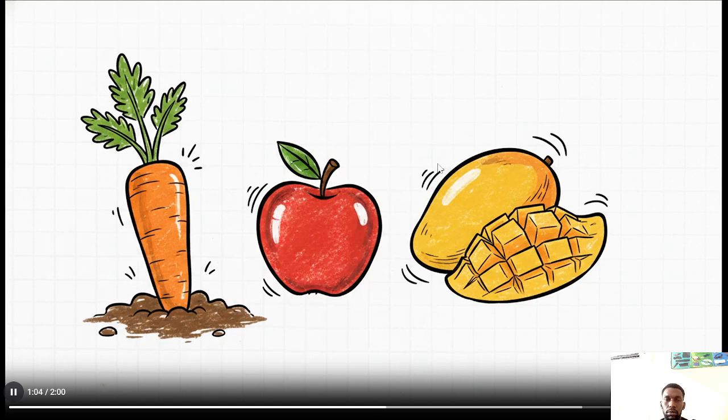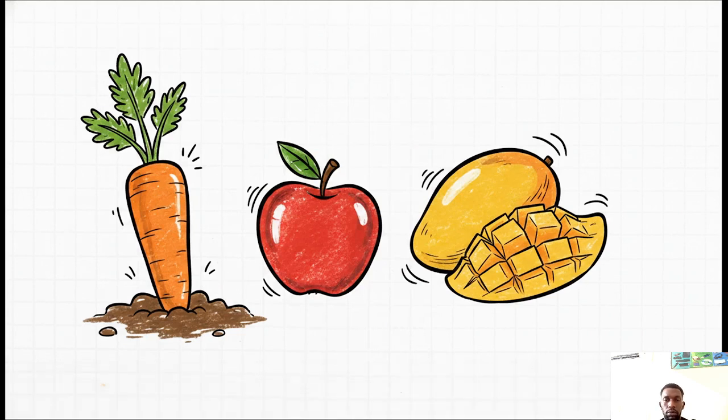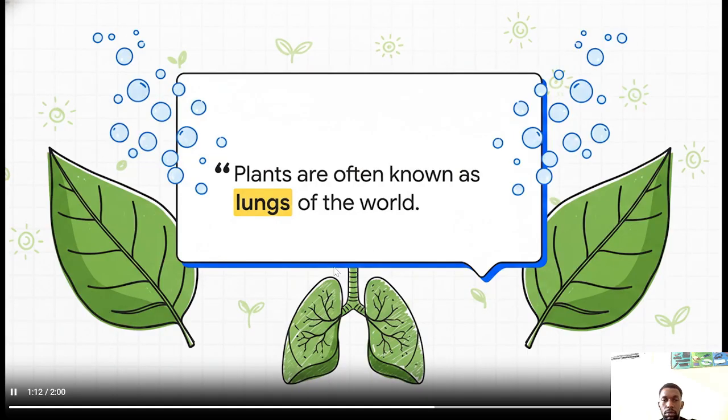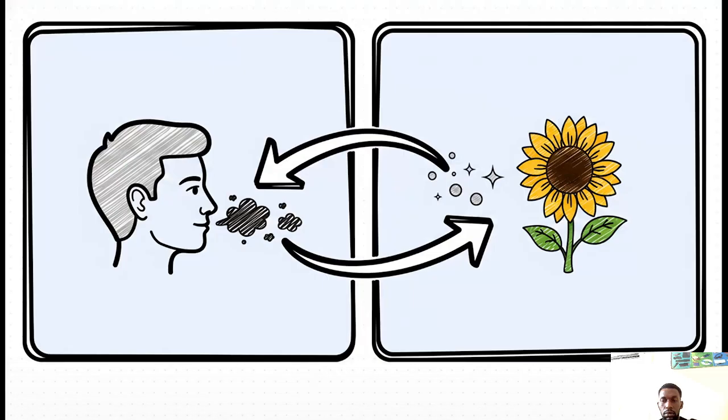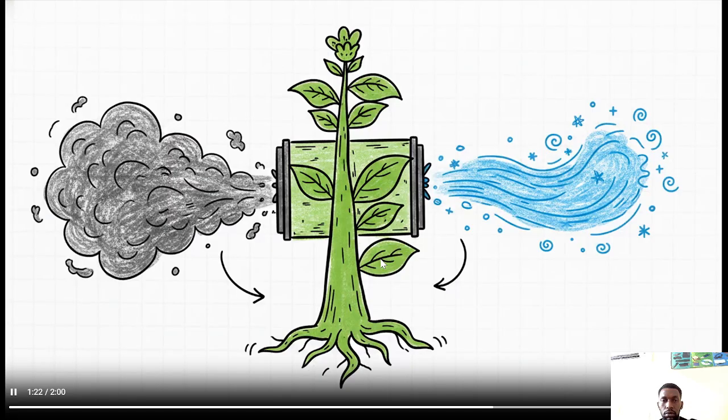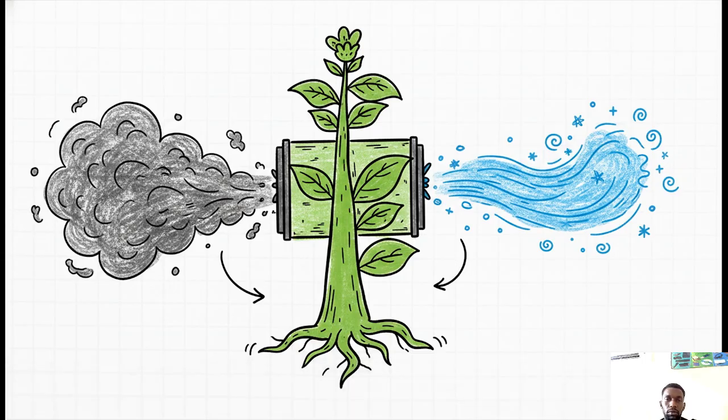Any extra food is stored as starch. You taste this whenever you eat carrots, apples, or mangoes. Crucially, this generating process creates the oxygen we breathe. This makes plants the literal lungs of our world. We perfectly complement each other. Humans breathe in oxygen and release carbon dioxide. Plants do the exact opposite. By absorbing dirty gases and releasing pure oxygen, plants are absolutely nature's best solution for fighting atmospheric contamination.